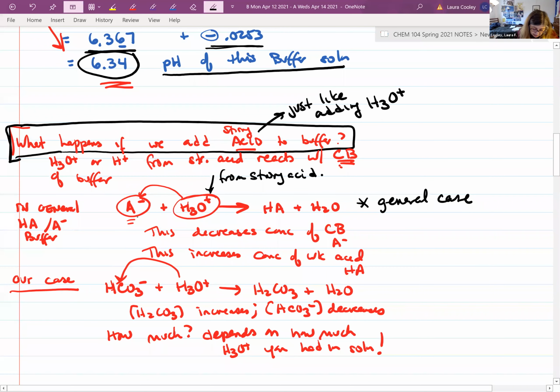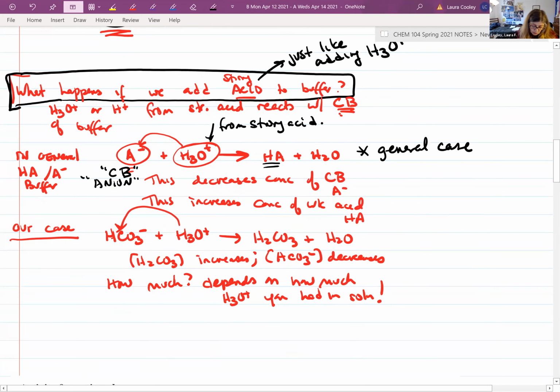And that would immediately react with the base. This is the conjugate base. This is the anion, that's what we call it. That's present in a buffer solution, and you would generate the weak acid here and water, okay? So what that does in every case is it decreases the concentration of the conjugate base, or A minus, and it increases the concentration of the weak acid, the HA.